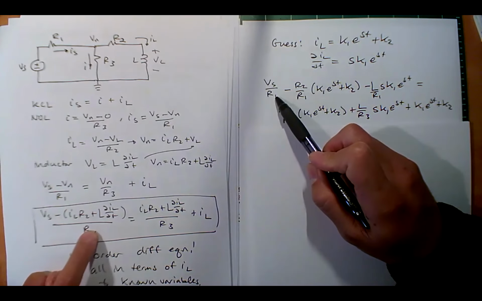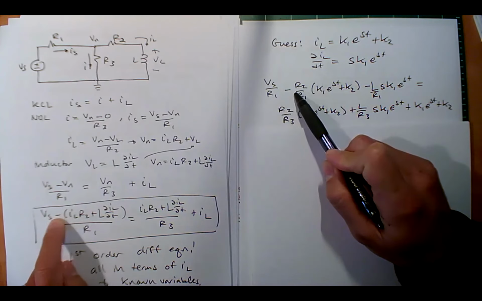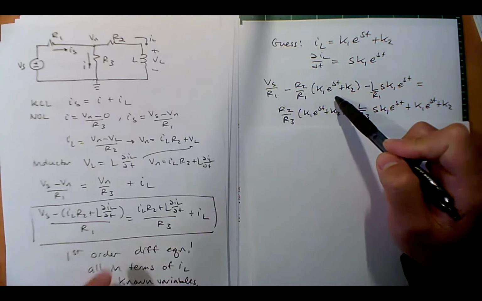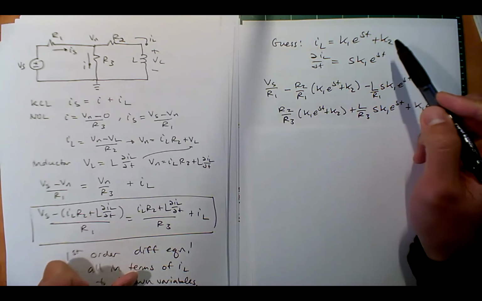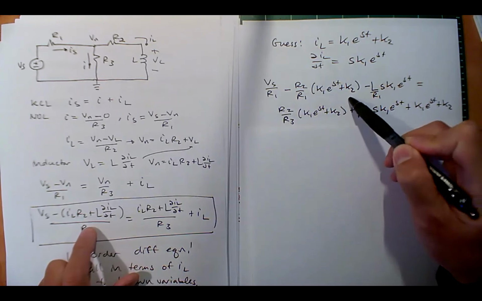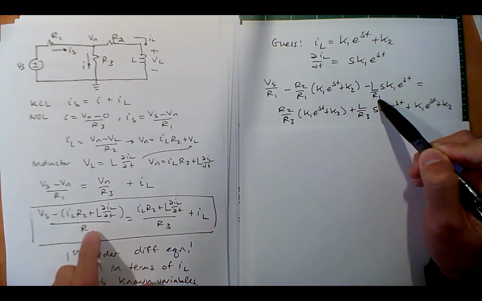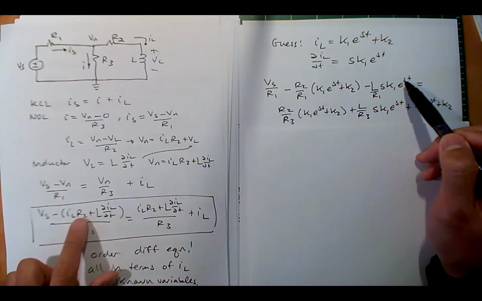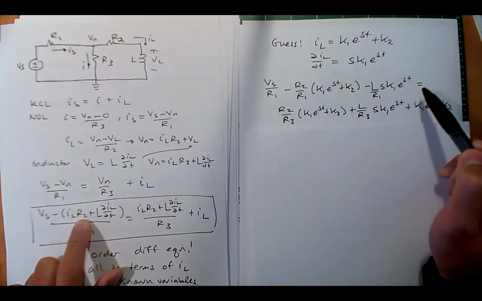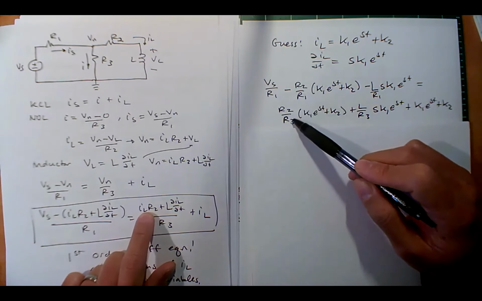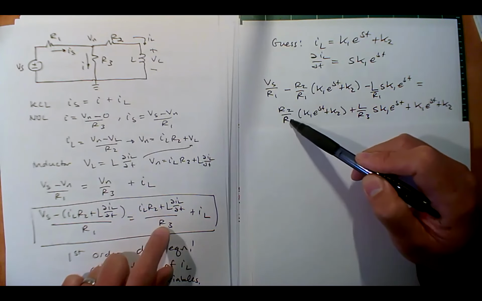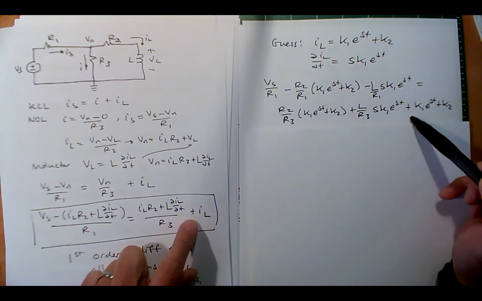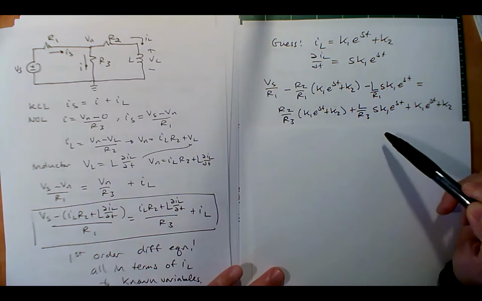So Vs divided by R1, good, minus, now let's be careful here, IL, which is K1 e to the st plus K2, all right, good. What else do I have? I have minus L over R1 times s K1 e to the st. Good. Okay. And then what do I have? Oh, don't forget, that's R2. That's why I pulled out the R2. And then I have equals IL, which is K1 e to the st plus K2, times R2 over R3. Good. Plus L over R3 times s K1 e to the st plus IL, which is K1 e to the st plus K2. Whew. That's a lot.